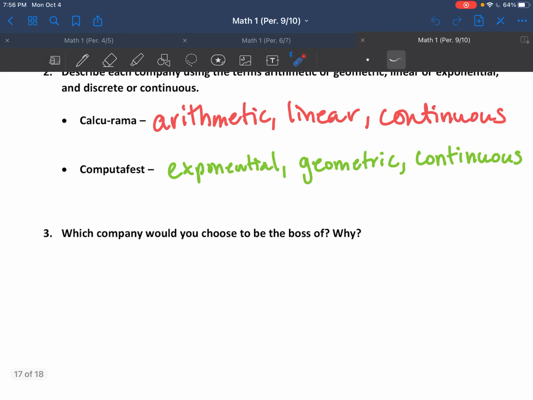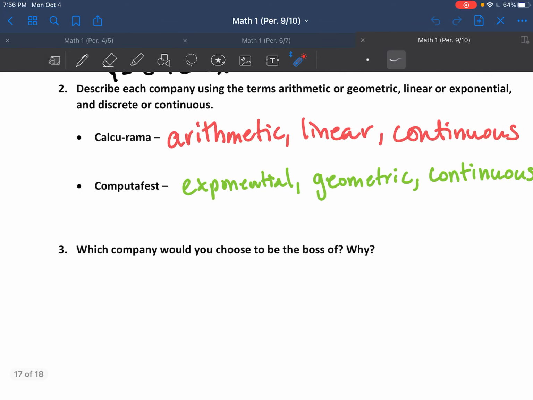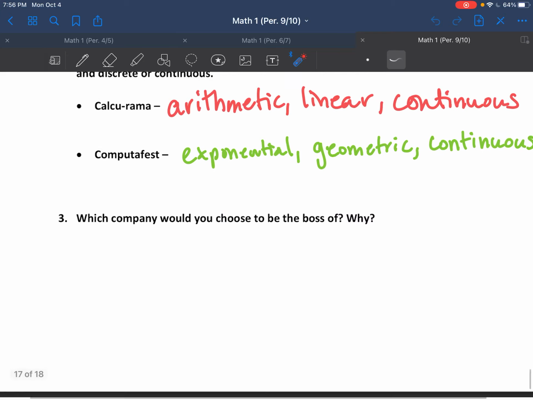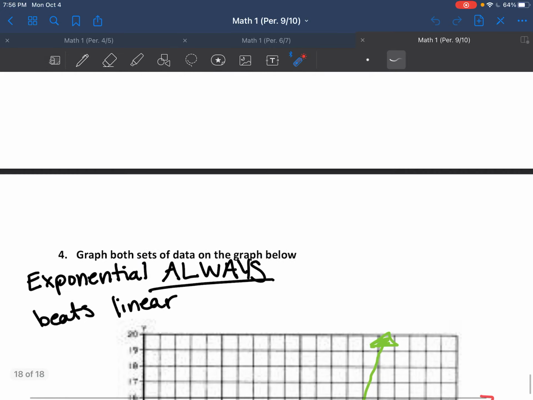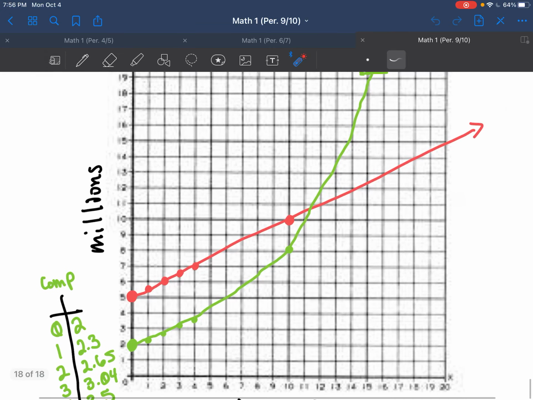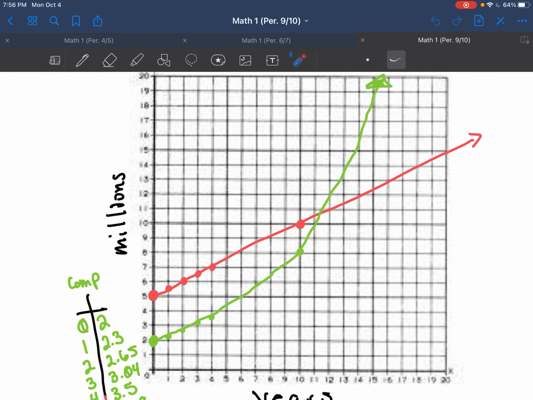Number 3, you decide. Which company would you want to be the boss of? Choose. Tell me why. All right, next up, we're going to graph the table. Okay? So plot the dots of the tables we have from before. Okay, it should look something like this. This is Calculorama's line. It should be a straight line because they were linear. Okay, versus ComputerFest, which is geometric and it curves.